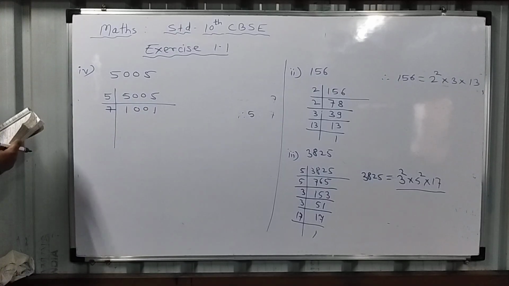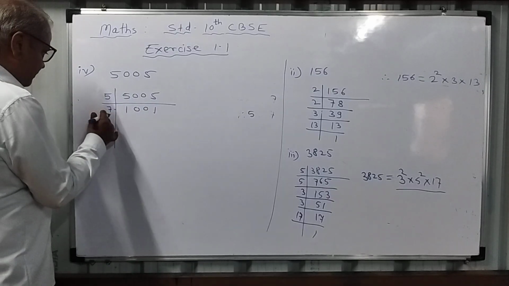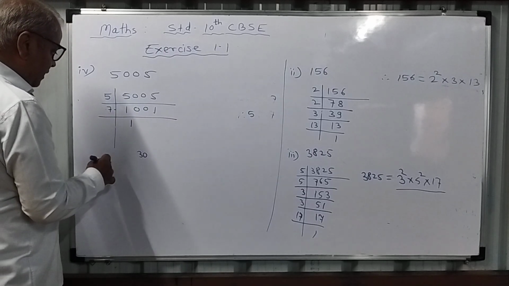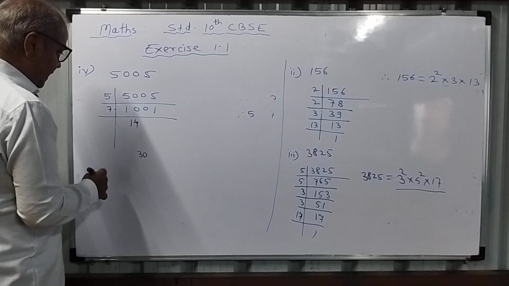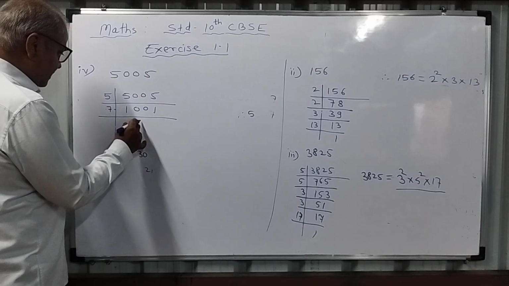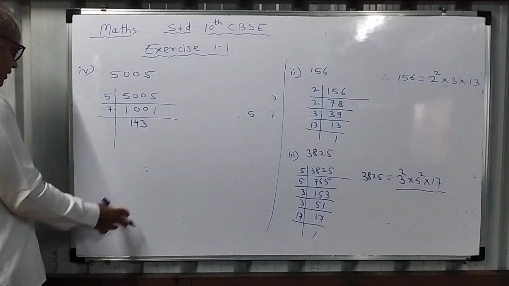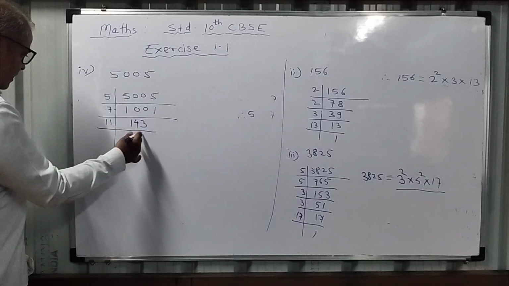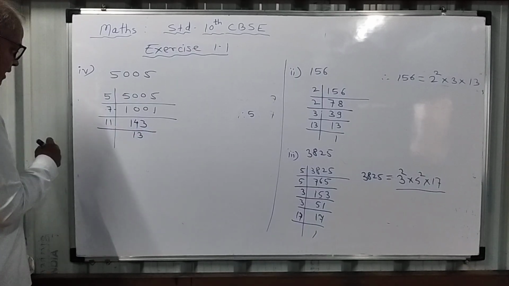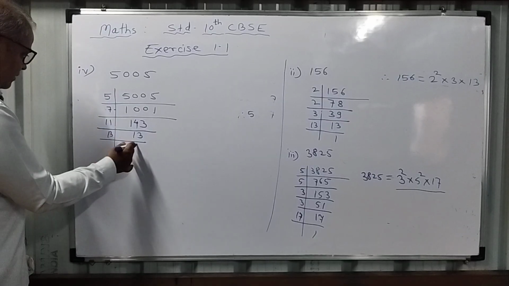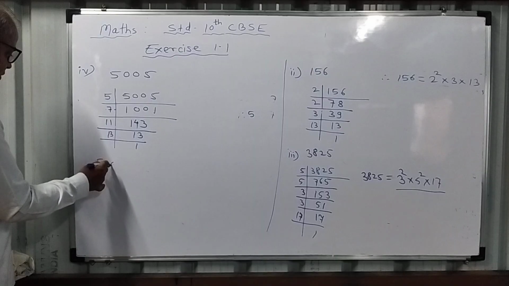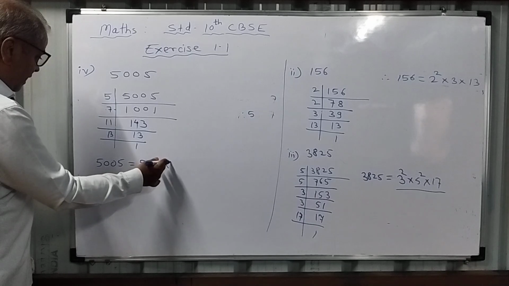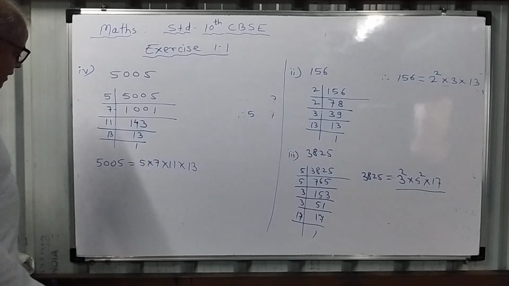If it is divisible by 7, we will divide it. 7 ones are 7, 7 threes are 21, 7 fours are 28, giving 143. Now it is divisible by 11. 11 ones are 11, 11 threes are 33, and now it is divisible by 13. So 5005 can be written as 5 into 7 into 11 into 13.